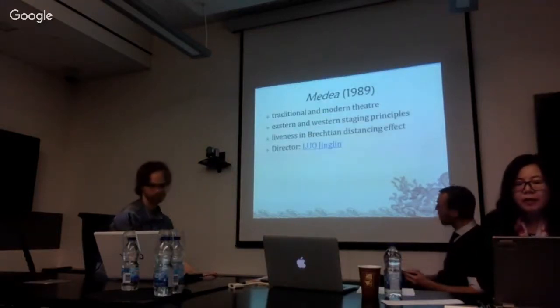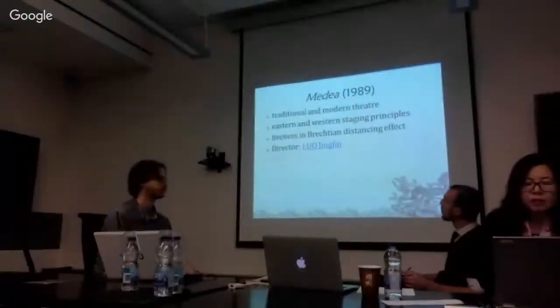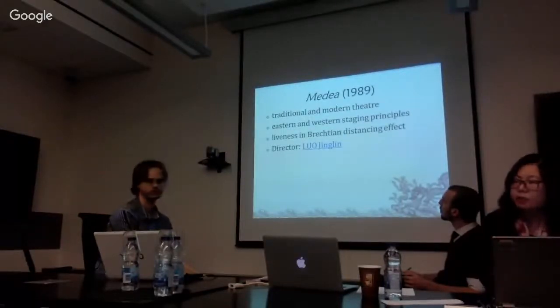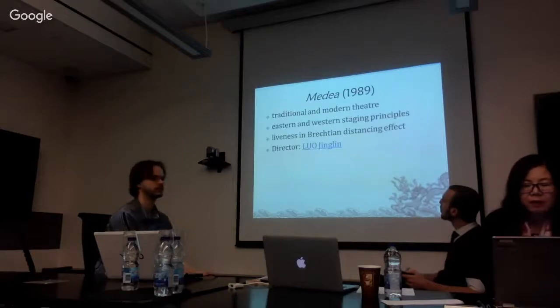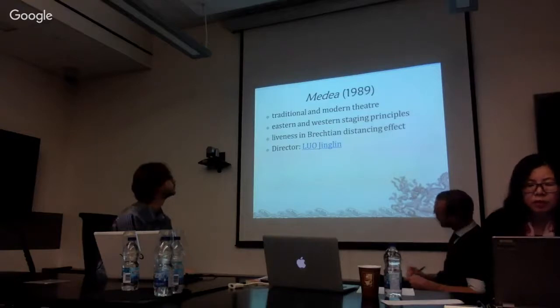In 1989, the performance of Medea was the first adaptation of Greek drama into traditional Chinese opera. With this production, we can find the director managed to achieve the integration of traditional and modern theater, as well as Eastern and Western staging principles. And in the performance of this opera, we can find the effect of liveness in the Brechtian distancing effect.